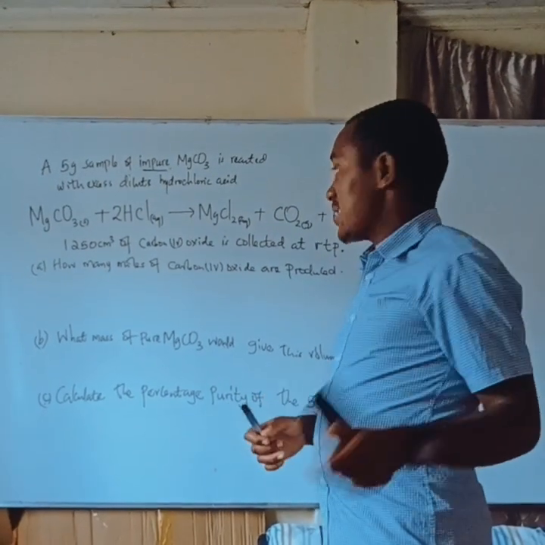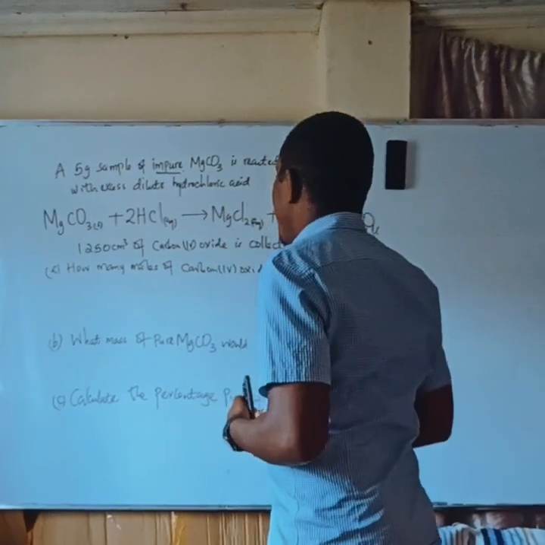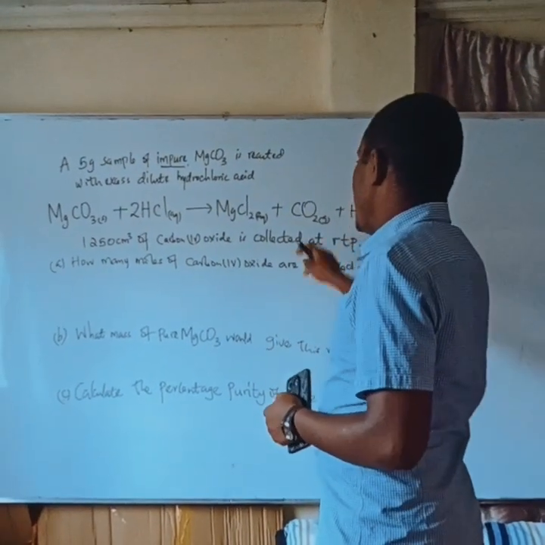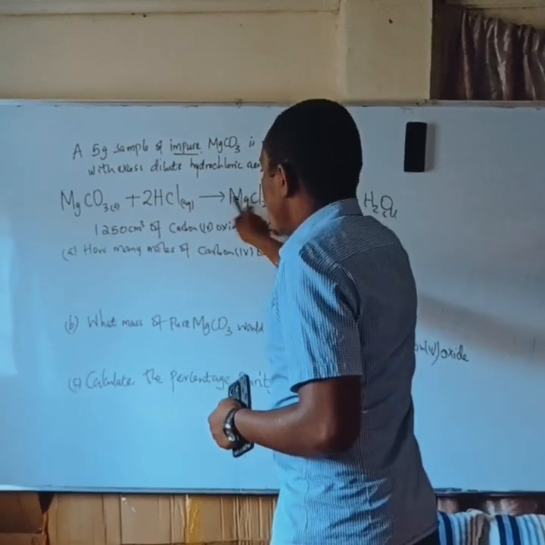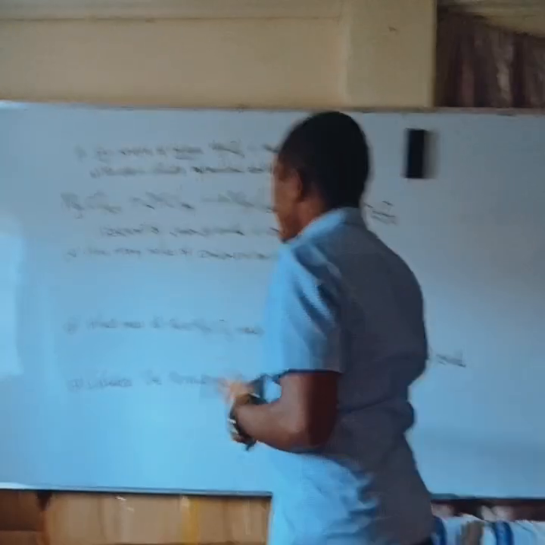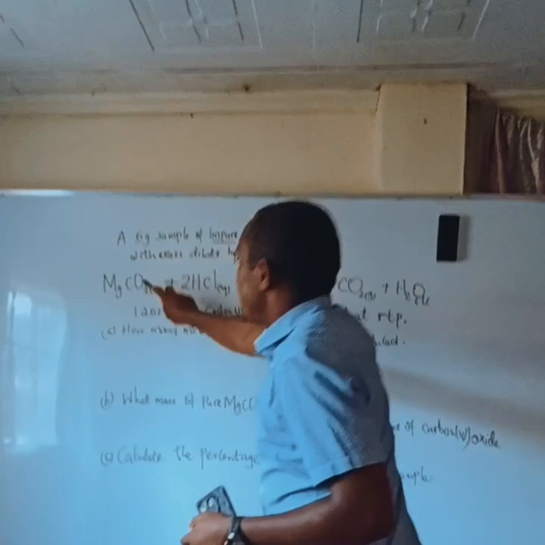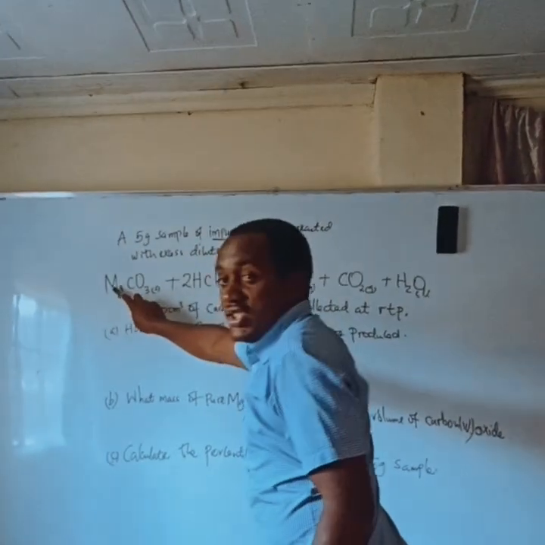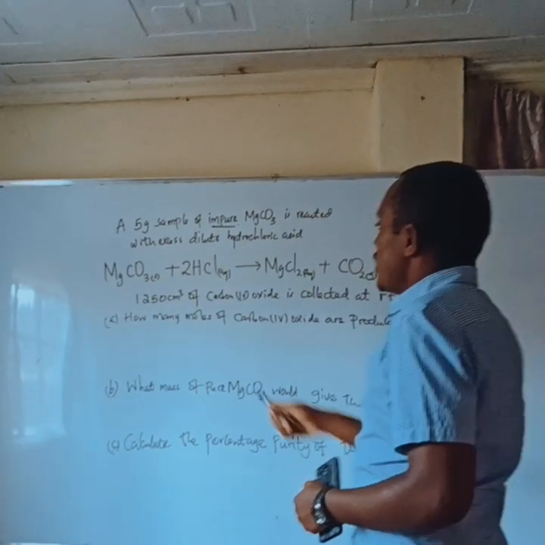So magnesium carbonate with dilute hydrochloric acid, the products formed are magnesium chloride plus carbon dioxide plus water. Balancing the equation, chlorine is 2, so we put a 2 here to balance chlorine. H is 2, it is 2, oxygen is 3, it is 3, magnesium is 1, here is 1. So the equation is balanced.